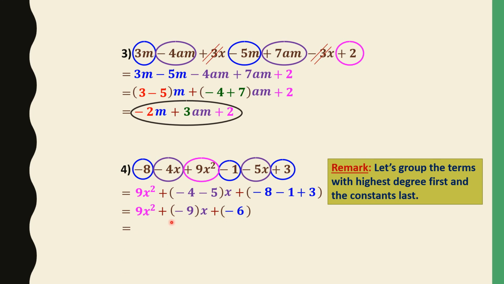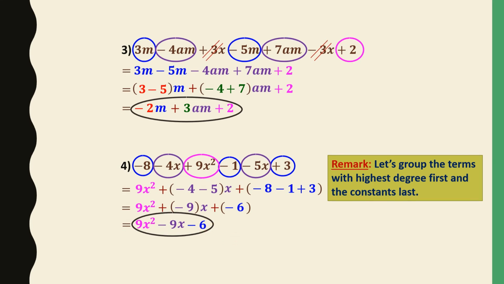Next step, we need to get rid of the parentheses and reduce it more. So first we copy 9x squared, and to reduce this expression we do plus times minus, it's minus, we obtain minus 9x, and plus times minus, it's minus 6. And this is the reduced form of this algebraic expression. So here we write the monomials with the highest degree first, and last we write the constants.